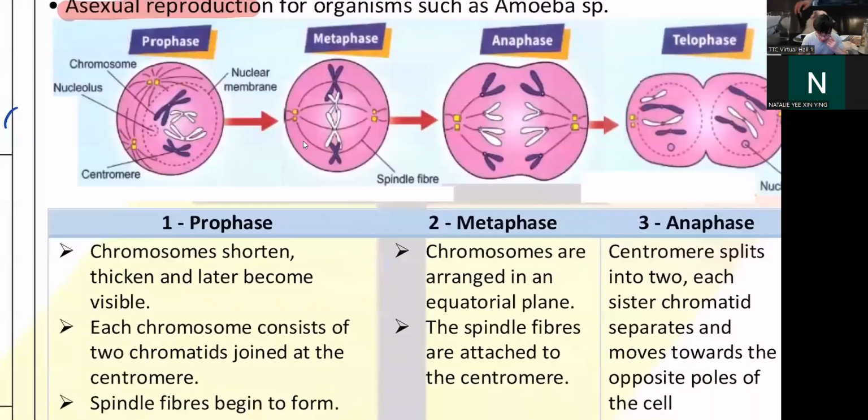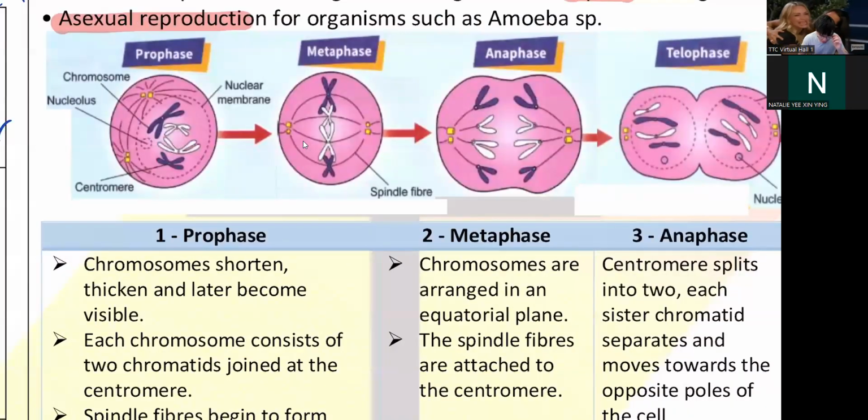So there are 4 phases here. We call it PMAT. I just remember it as Prime Minister Ada Telo.